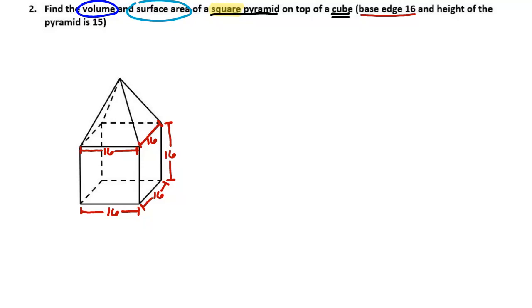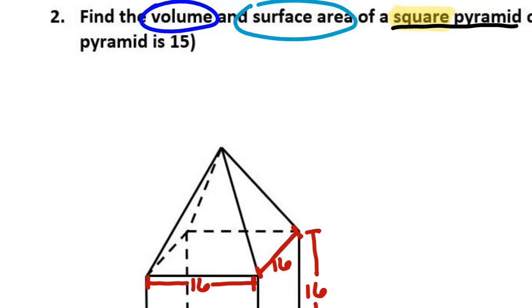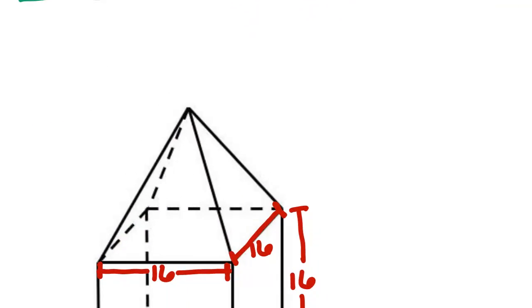What else do we know about this shape? The height of the pyramid is 15. So from the vertex down to the center of the pyramid is 15.